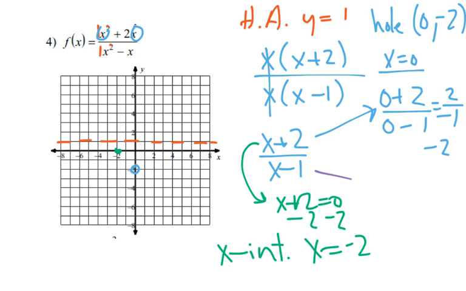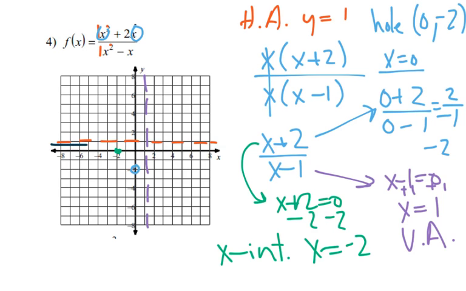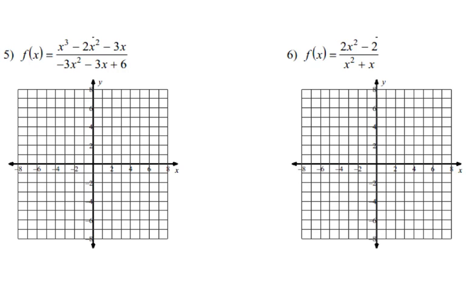And we take the bottom, set it equal to 0. Get x equals positive 1, because we'd add 1, and that's our vertical asymptote. So we can see how this goes. Start over here, hit our x-intercept, go through our hole, and jump up and go around. Just like that one.